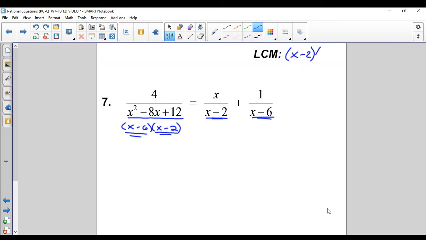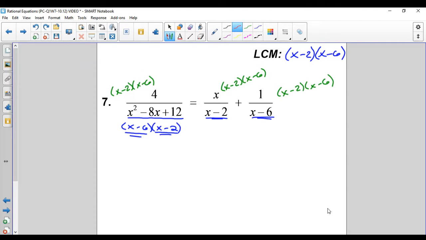Those two factors, x minus 2 and x minus 6, become your lowest common multiple. So we multiply everything by the lowest common multiple, which is x minus 2, x minus 6. Either order, it doesn't matter. x minus 2, x minus 6, x minus 2, x minus 6.